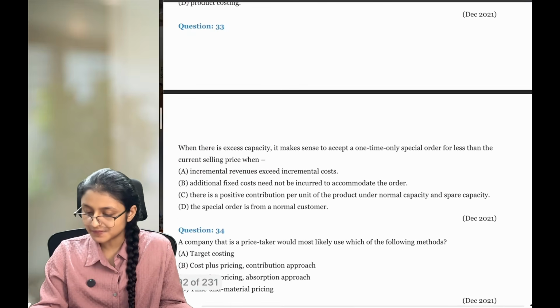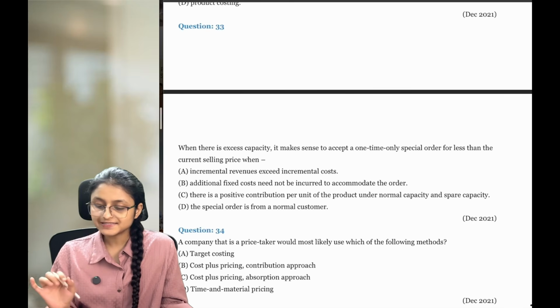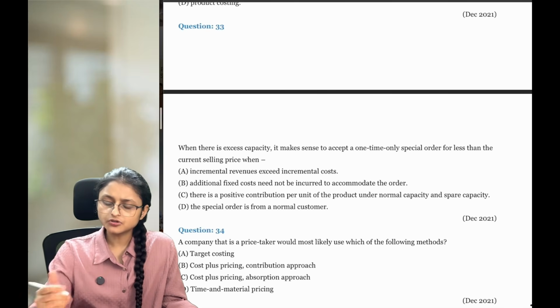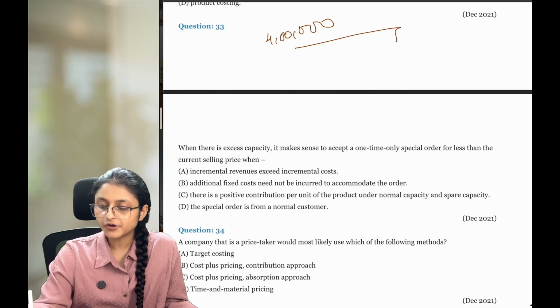When there is excess capacity, it makes sense to accept a one-time only special order for less than the current selling price when. So let's assume I have a capacity of 4 lakh units, but out of this, for my normal business, I'm able to use only 3 lakh units.